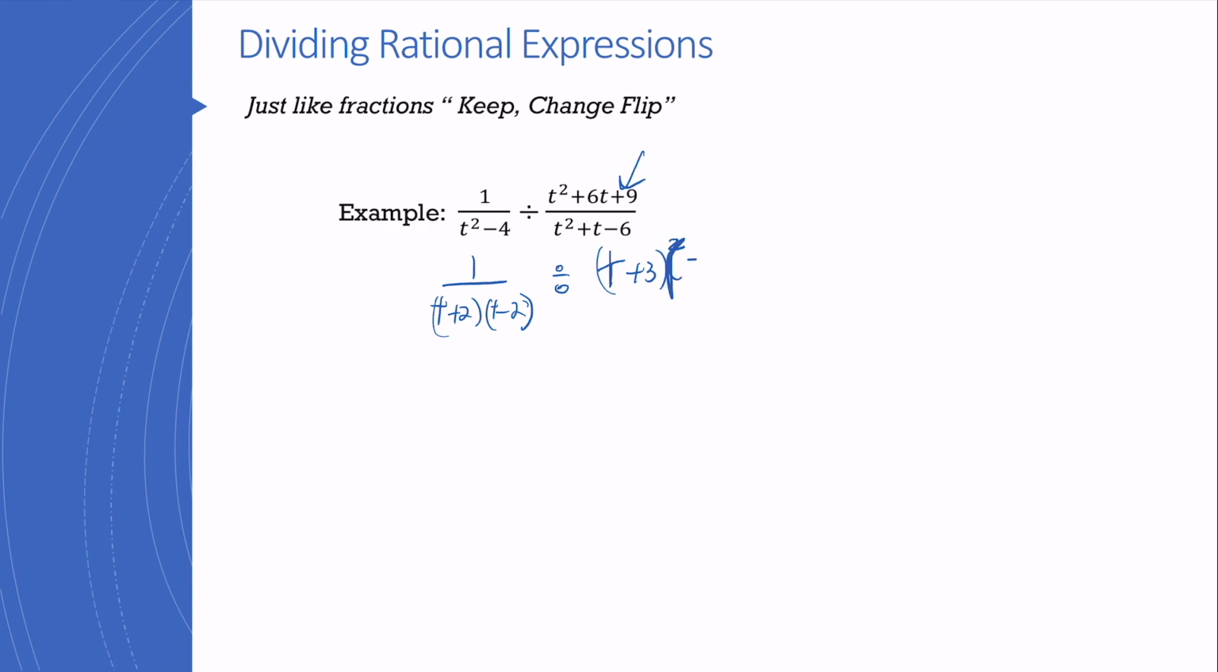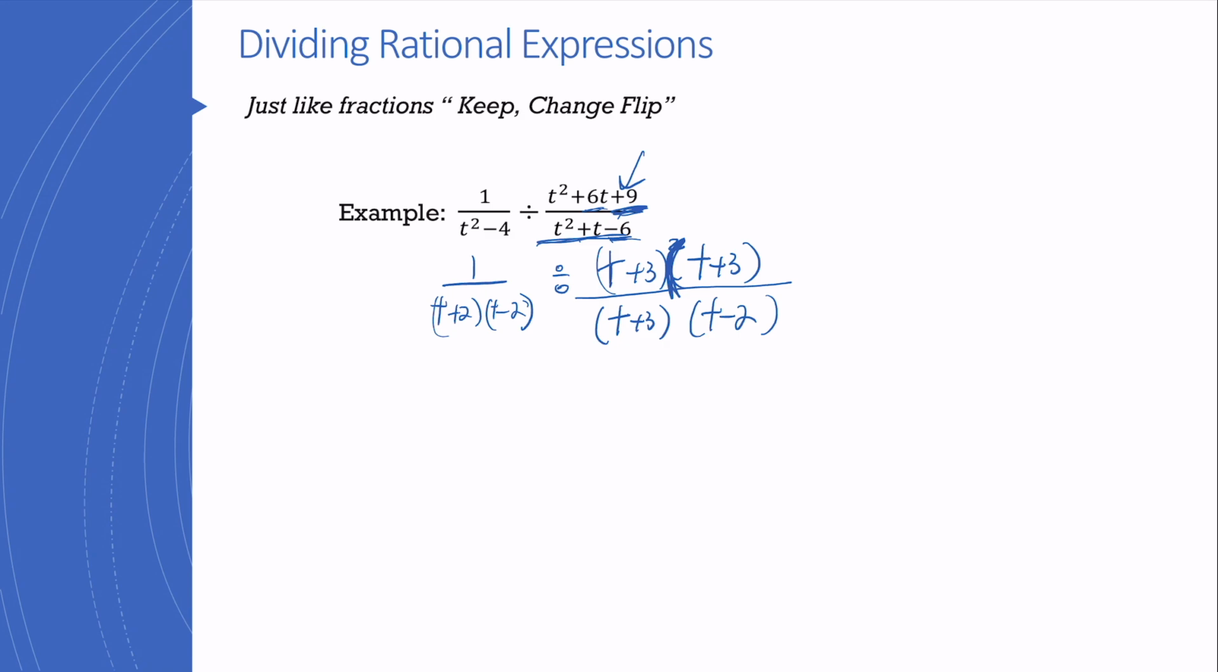We could go ahead and write it out as t plus 3 times t plus 3. I think that might be easier for us in the long term because the factors of 9 that add to 6 are 3 and 3. Next, what are the factors of negative 6 that add up to positive 1? How about positive 3 and negative 2?